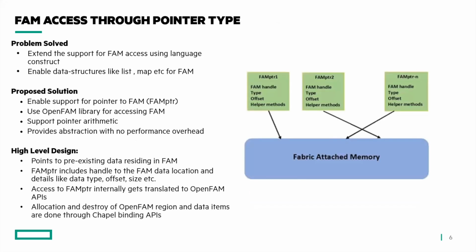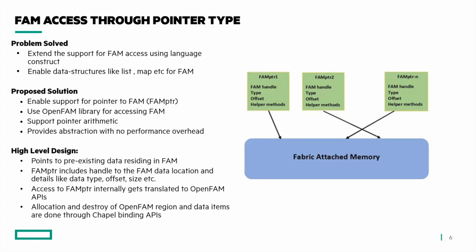Now we will move to our current proposal for accessing FAM, which is through the pointer. Basically, we wanted to extend our support for FAM through the language construct beyond FAM array distribution. This is because array distribution alone cannot be applied in certain use cases, like enabling complex data structures for FAM, like linked lists or maps or trees. In traditional programming, pointers are widely used to simplify the implementation of such data structures. So hence, we also felt enabling pointers for FAM makes more sense for such applications in Chapel also.